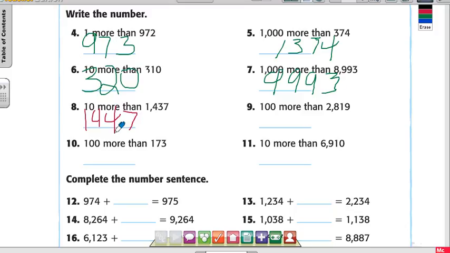Number 9, I need to change what place value? Hundreds, because I'm adding how much? 100. So what would that be? 2,000. Well, I don't see 9,000. 2,919.